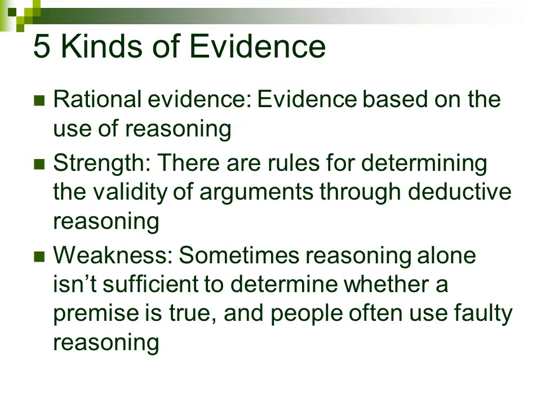The main weakness of rational evidence is that sometimes reasoning alone isn't sufficient to determine whether a premise is true, and people often use faulty reasoning. So when it comes to determining whether the premises of a deductive argument are true, things can get murky. We might mistakenly believe that a premise is true, maybe because it's consistent with our common sense beliefs, or maybe because an authority told us that it's true, when in fact the premise is false.